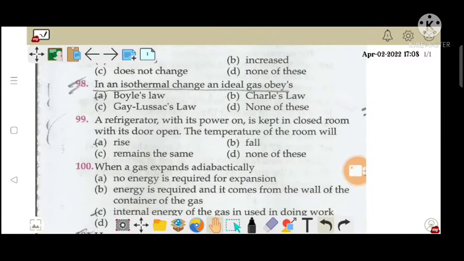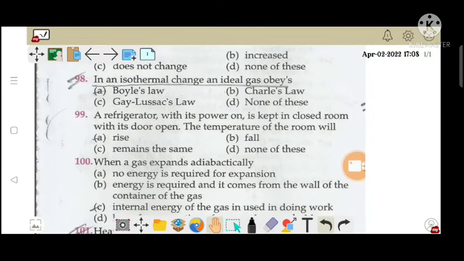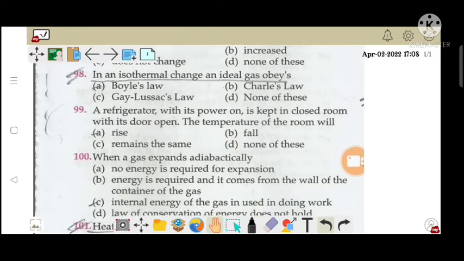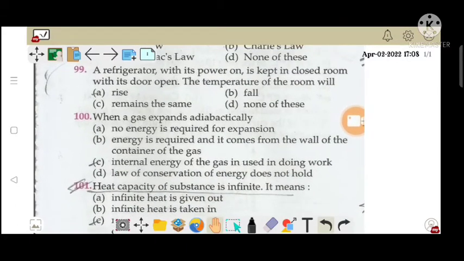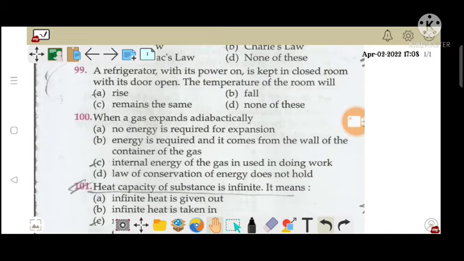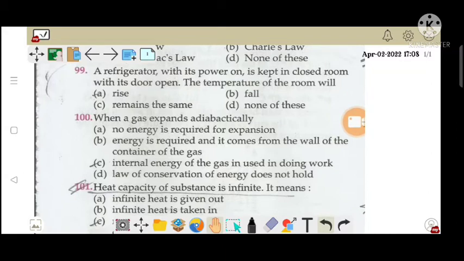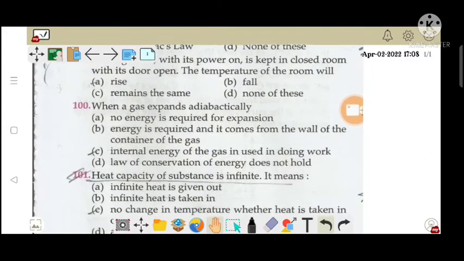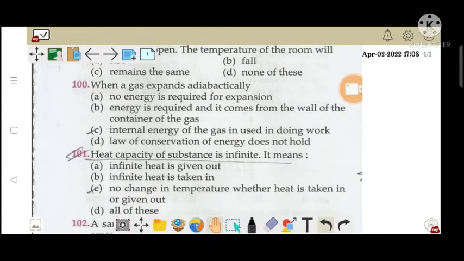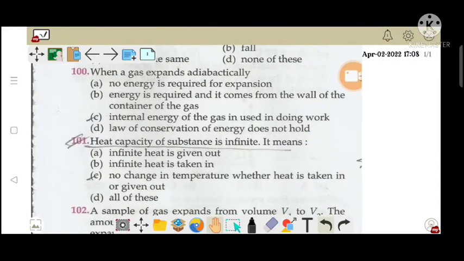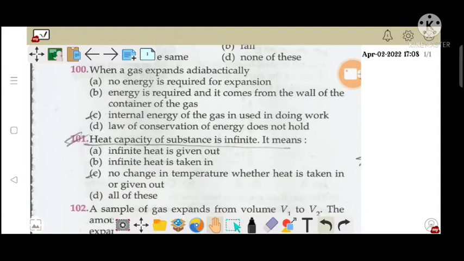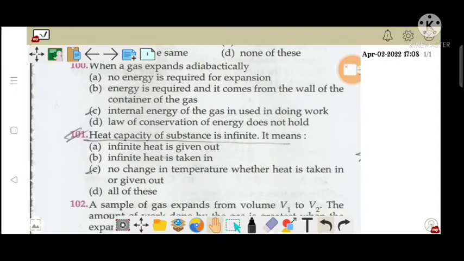In an isothermal change of an ideal gas, Boyle's law applies. A refrigerator with its power on is kept in a closed room with its door open. The temperature in the room will rise. When a gas expands abruptly, is the internal energy of the gas used in doing work?